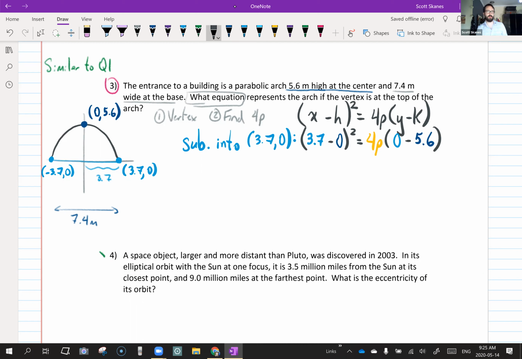Okay, once you have that equation worked out, there's very little to do except for some algebra. So then 3.7 squared, I'll just write this out all in one bit. 4p is 3.7 squared divided by negative 5.6. What is that? Anyone get it? What do we have for the answer?